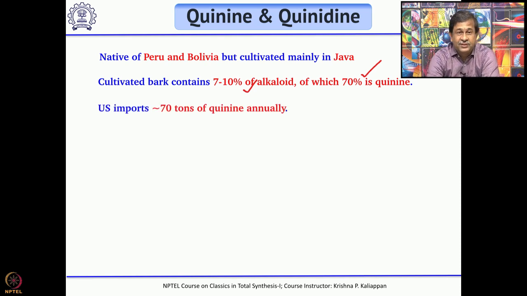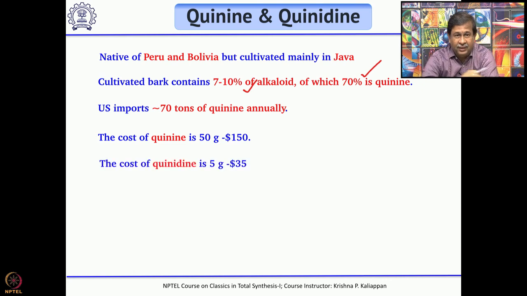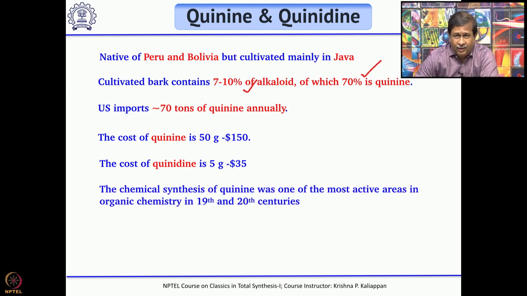In fact, the US imports about 70 tons of quinine every year. That's a major import. The cost of quinine and quinidine differs a little bit. 1 gram of quinine costs about $3, whereas 1 gram of quinidine costs about $7. However, people were always interested in the chemical synthesis of quinine. In fact, if you look at the 19th century and 20th century, the one natural product which got maximum attention next to strychnine is quinine.